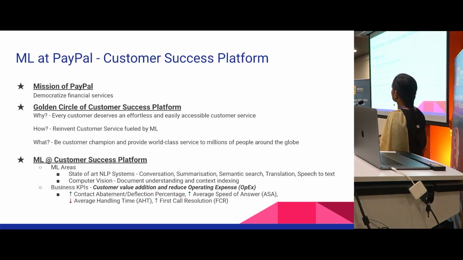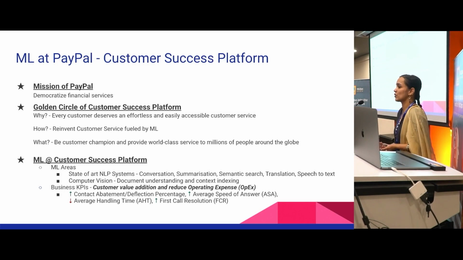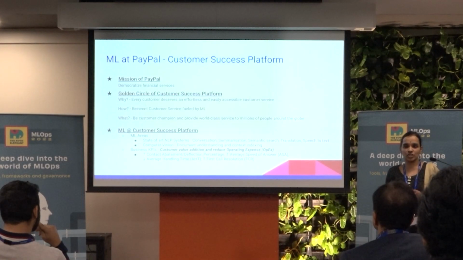Let's talk about what is contact deflection percentage. This is where we provide customers with self-help tools like knowledge base or chatbot or FAQs, etc., so that they can solve the problem for themselves instead of waiting for an agent to get aligned. But in an unfortunate situation where they are not able to solve the problem by themselves, then of course they are going to reach out to us and we are going to align a human agent to help them.